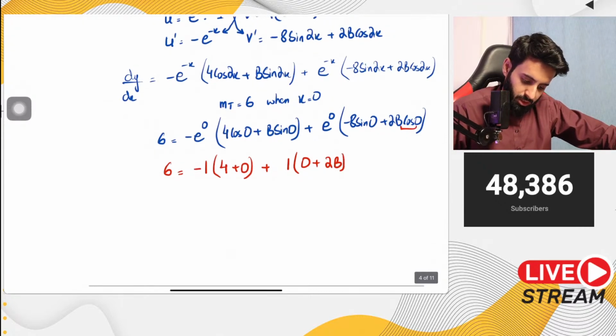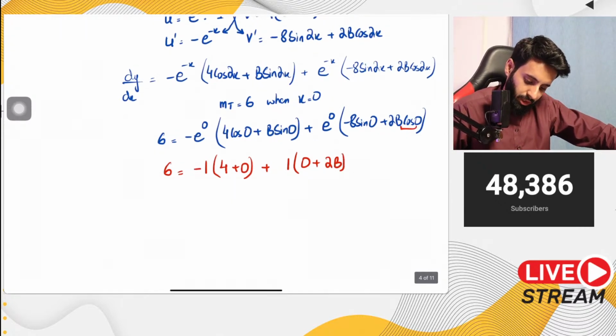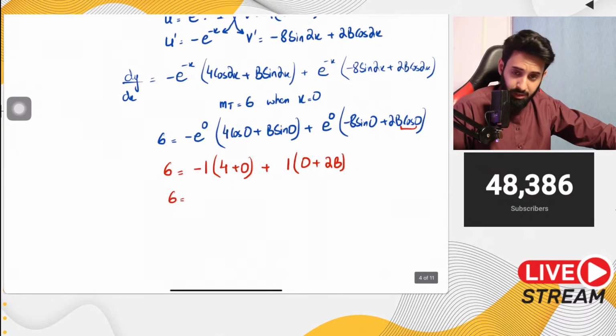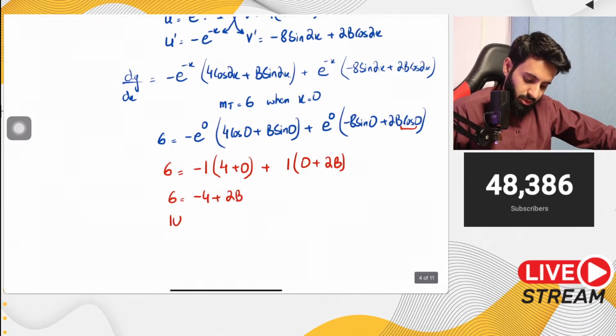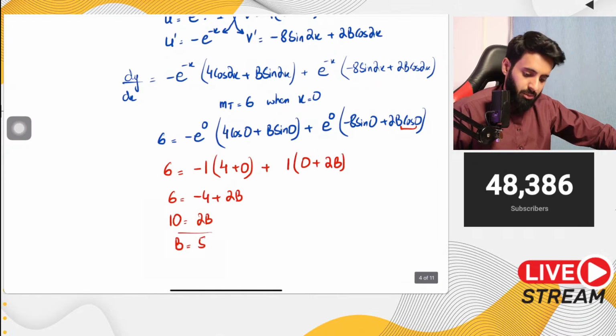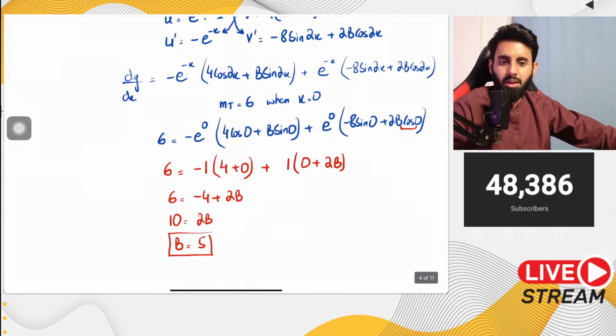I would suggest using a calculator if you're not too sure about your working, I mean, if you're not too sure about what sine 0 is and what cos 0 is. So 6 is equal to minus 4 plus 2b, which means 10 is equal to 2b, which means b is equal to 10 upon 2, and that means b is equal to 5. And there you go, fellas, that's your answer.